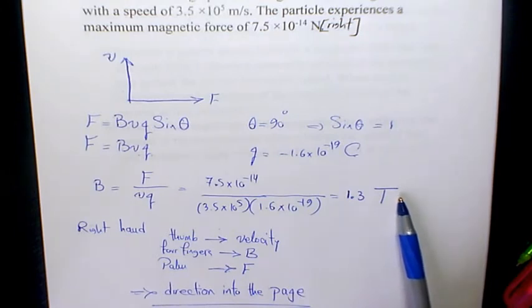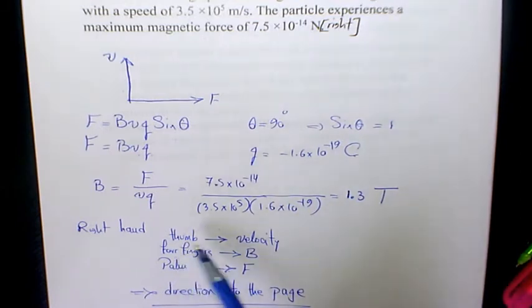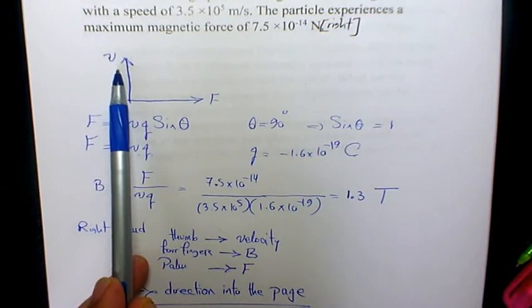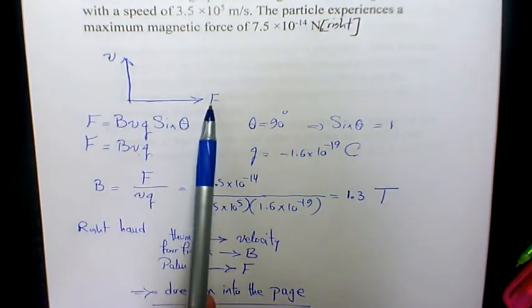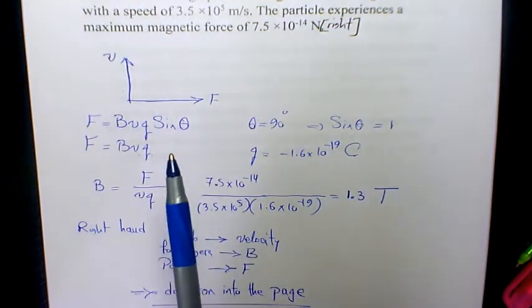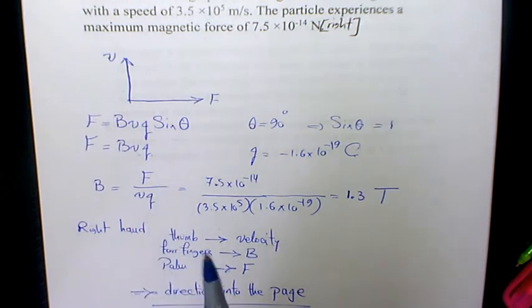Then in order to find out the direction of the magnetic field, we need to use the right hand rule. When we use the right hand rule, the thumb is showing the velocity direction, the four fingers are going to show the magnetic field direction, and the palm is showing the magnetic force direction. In this case, we know the direction of velocity, which is our thumb, and F is the palm of the right hand. Then when you do that, the four fingers are going to go toward out of the page.